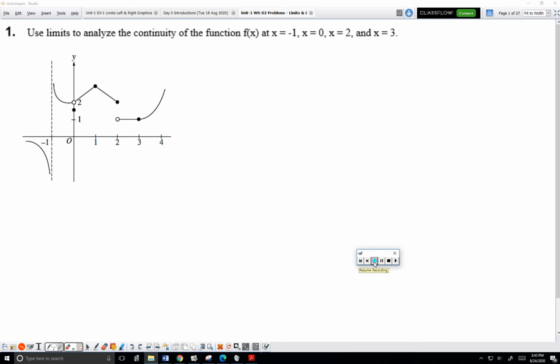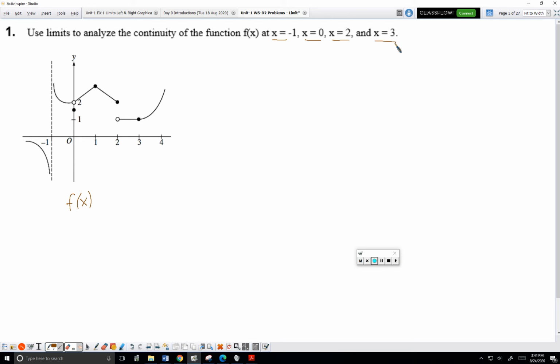Okay, so this is the first problem on the homework. It says use limits to analyze the continuity of the function f of x. So this is f of x, then the word. So this is f of x at these x coordinates.